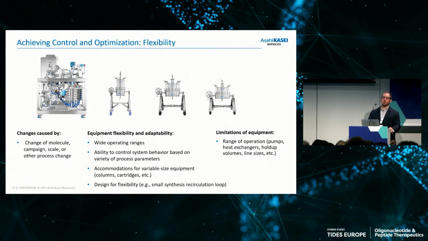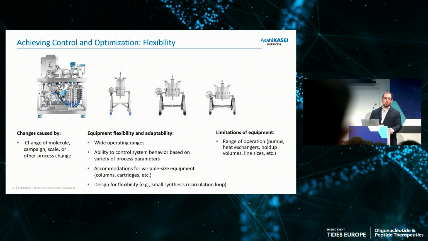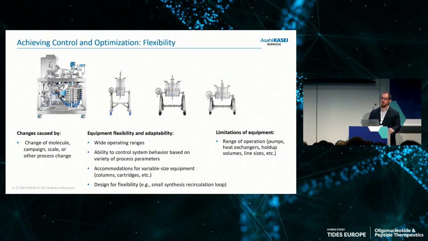For example, a recirculation loop where you can swap out piping pieces for different volumes, as we saw how important the recirculation volume is. But at the same time, I'll mention in the same breath that we need to recognize the limitations that exist on equipment. And these are just physical limitations. Pumps generally have very good turn down, especially metering diaphragm pumps that are commonly used in oligo manufacturing. But there are limits there.